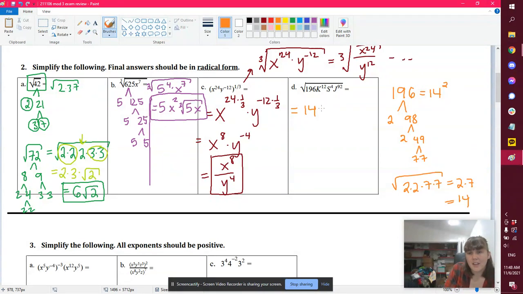The square root of k to the 12th will be k to the 6th, because when we square root, we can either say 12 things is 6 pairs, or we can just divide it in half. So this we can divide in half, and this we can divide in half, giving us our final answer.